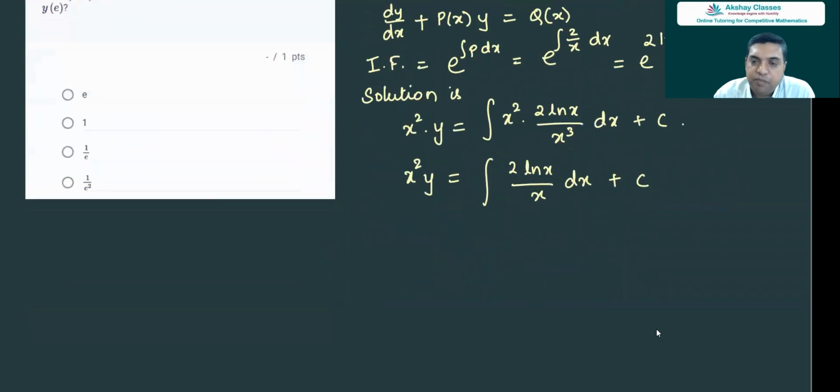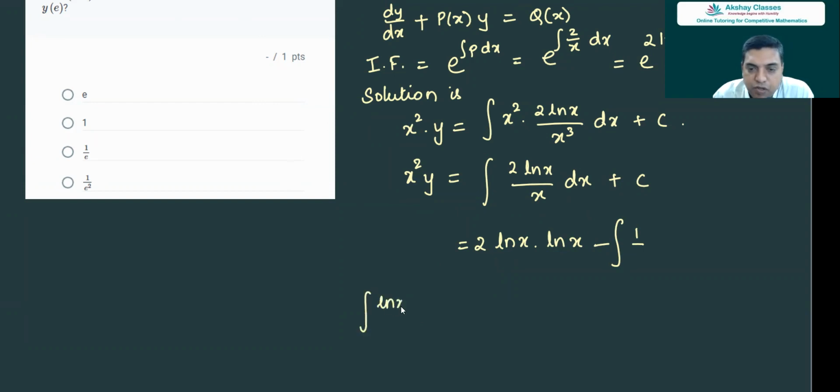So now let us integrate by parts. 2 can be taken out. First function is logarithmic, second function is algebraic, second function is 1 upon x. So first function into integral of the second. So we get log x minus integral of derivative of the first and the integral of the second. Oh, so this is a repeating integral. So let us evaluate this separately.